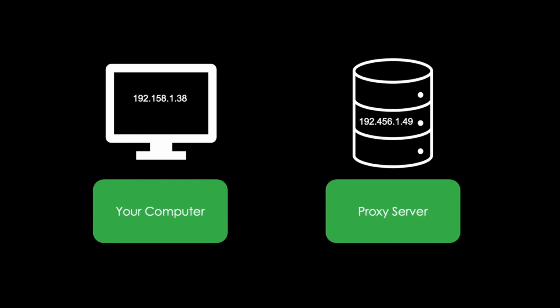But how does a proxy server really work? You know that each and every computer has its own internet protocol address. Via the IP address, the internet is able to send data to your computer. A proxy server is like a computer with its own IP address. And this IP address is known by your computer.